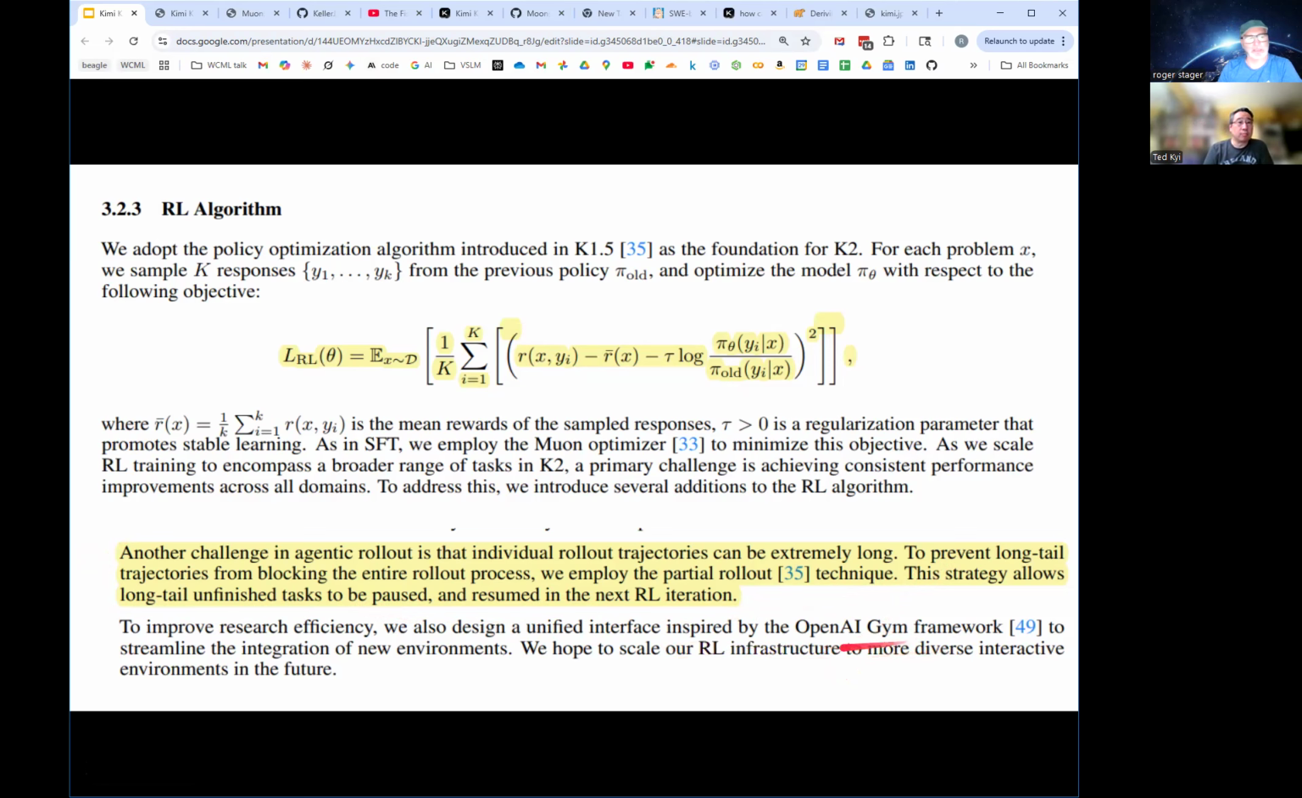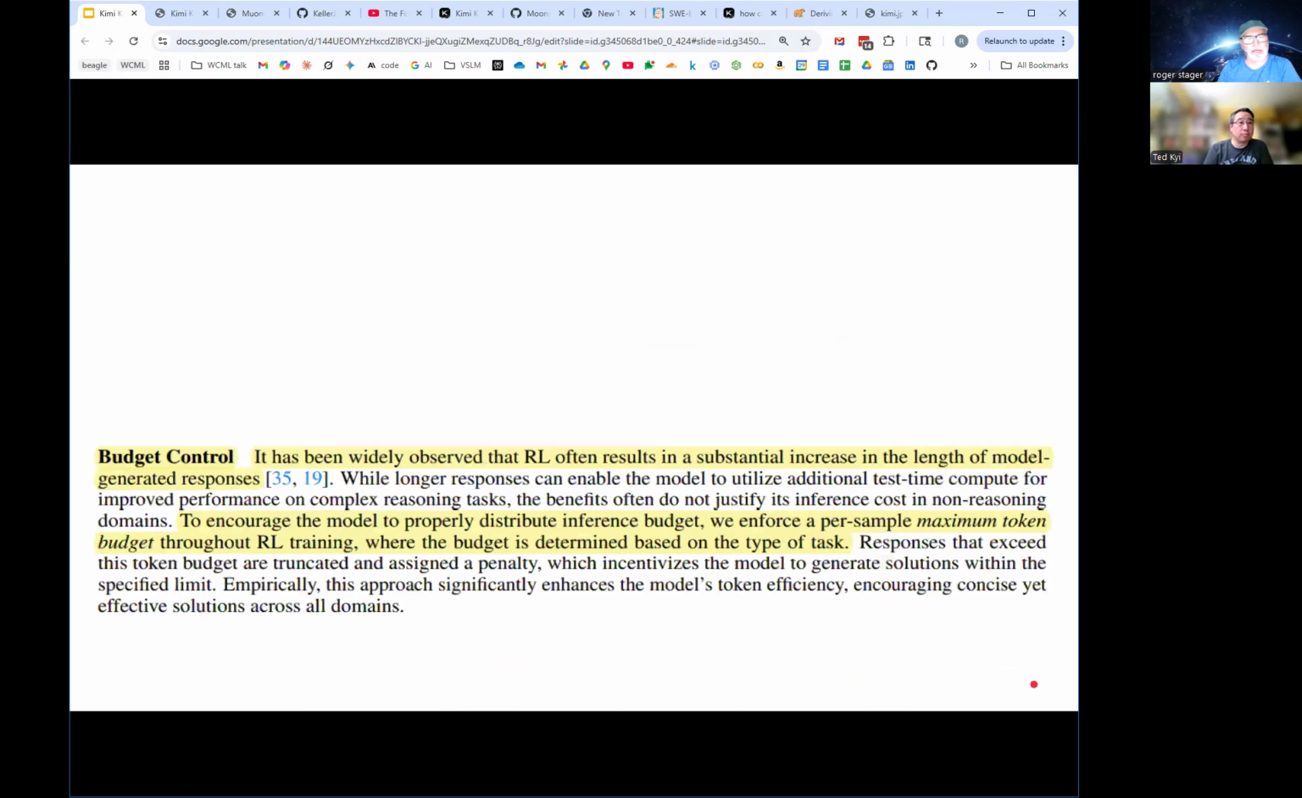And this is the gym that they have, like OpenAI gym. Another one was widely observed that RL often results in substantially increased length of model responses. Yeah, I can see that. And they imposed a maximum token budget and a penalty if it thought too long, as a way to provide a signal.